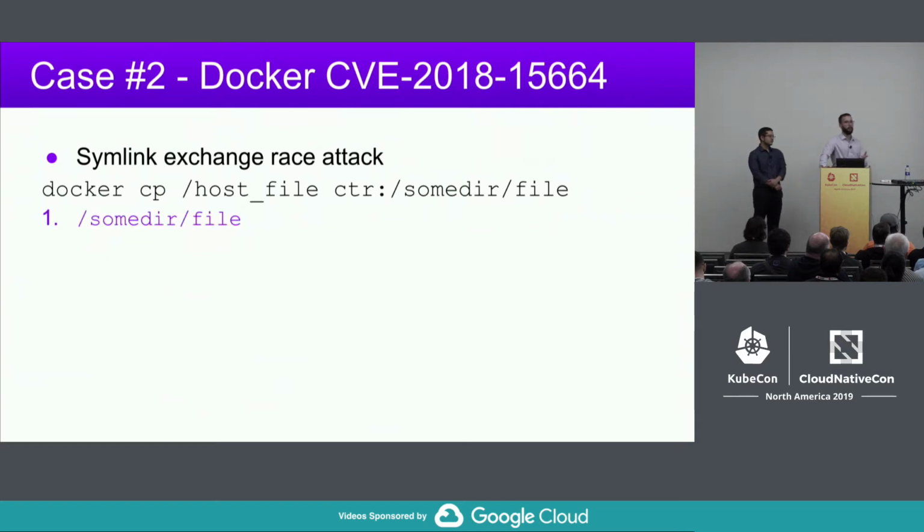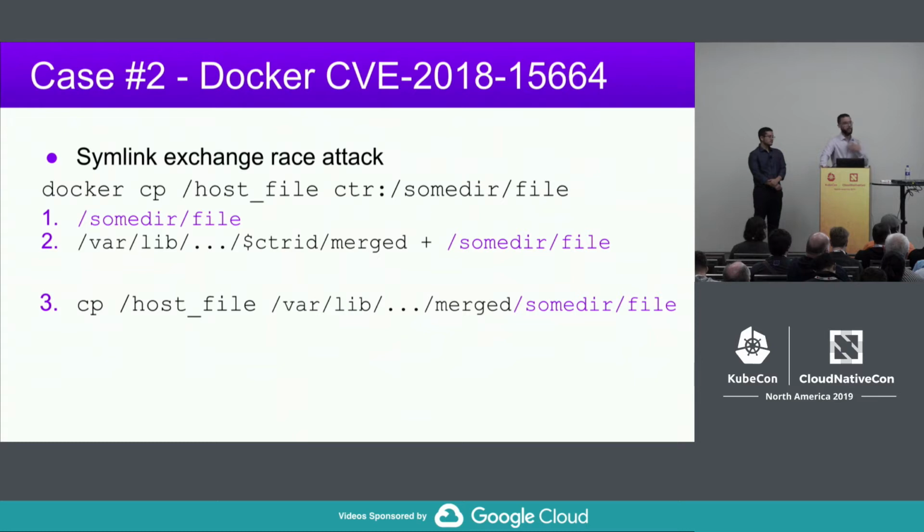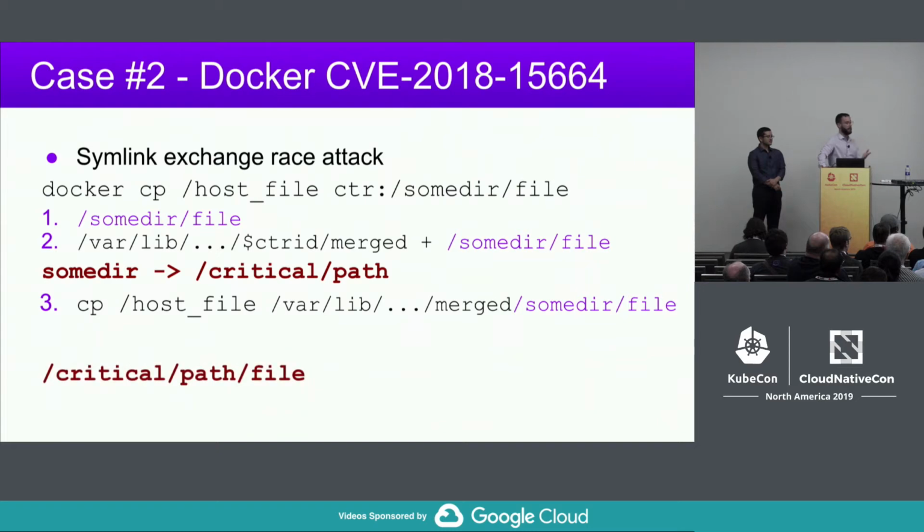Docker will try to resolve the path in the container. It's a normal directory, a normal path, so it stays the same. Then it will add it to the container mount point. And finally, it will copy. So that seems good. But the problem was that if an attacker managed to take one of the components in the path, in the container, and switch it to a symlink between stage 2 and 3, we'll have a race attack where the file will still end up on the host file system.